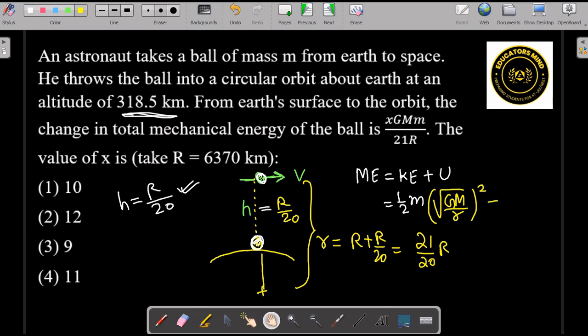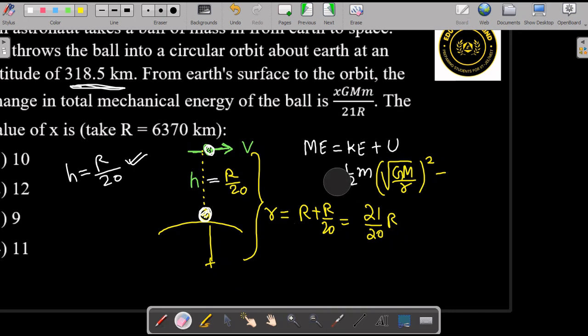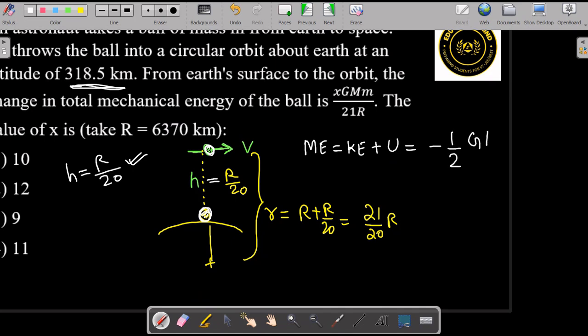Potential energy, or we can write directly the total energy. Total energy we know how to write. The total mechanical energy is minus half GMm by r, right? So the total mechanical energy is minus half GMm. Here the radius is 21R by 20, 20R by 20. This is what it is.